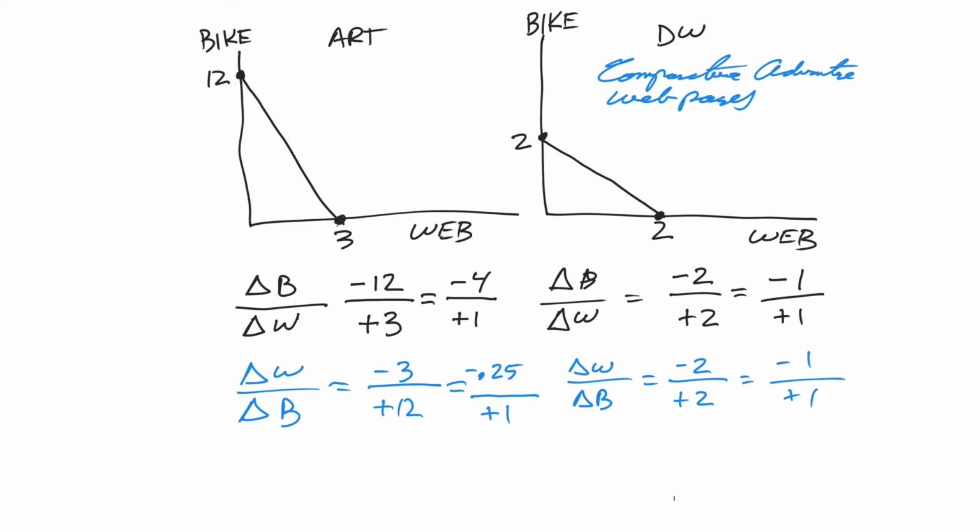So who has the comparative advantage in bike repairs? Well, one bike repair costs Arthur only 0.25 web pages, whereas one bike repair costs DW a full web page. So Arthur is the low-cost producer here. He has the lowest opportunity cost, therefore he has the comparative advantage in bike repairs.